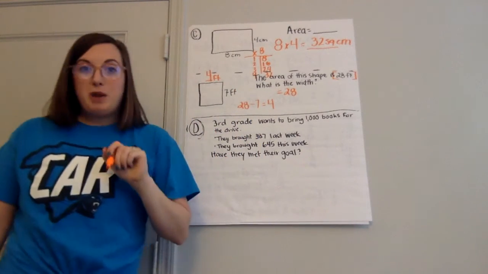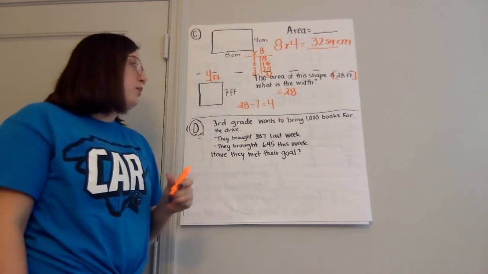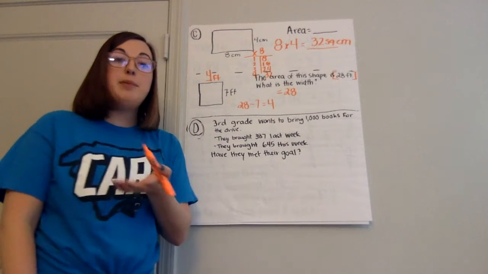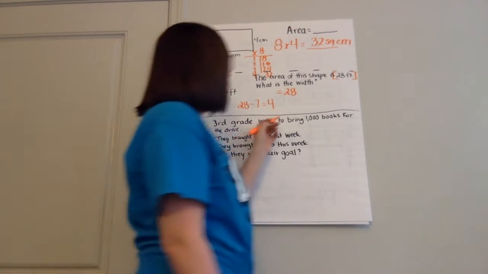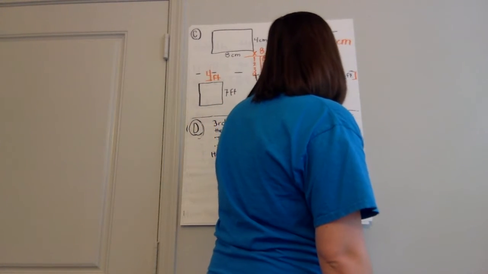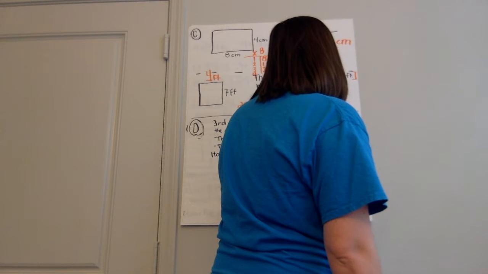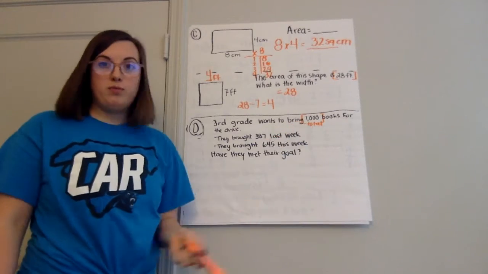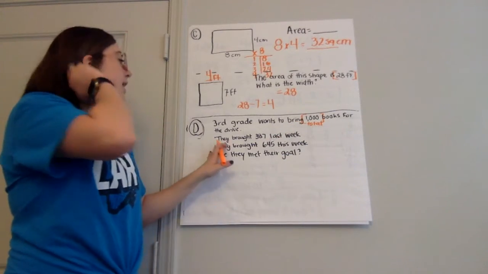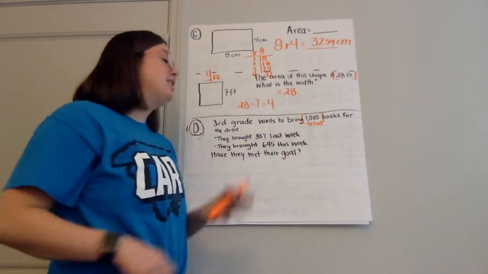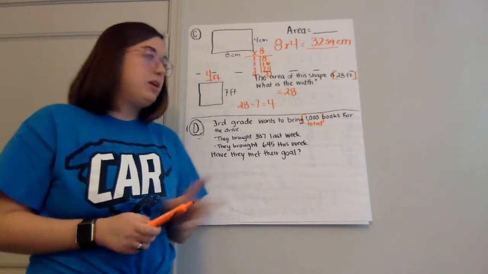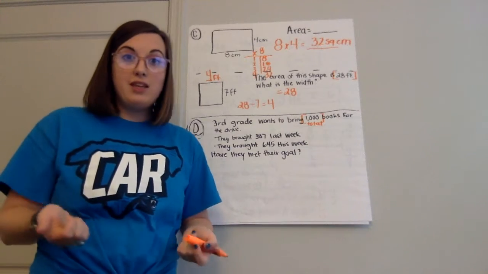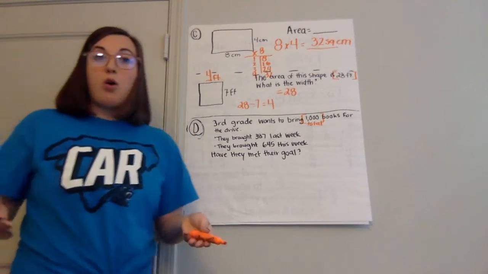Okay, last problem. It says the 3rd grade wants to bring in 1,000 books for the school book drive. I'm going to put a bracket around 1,000 books because I know that this is our total that we want. That's our goal for our book drive. And it says that they brought in 387 books last week, and they brought in 645 books this week. Have they met their goal or not?